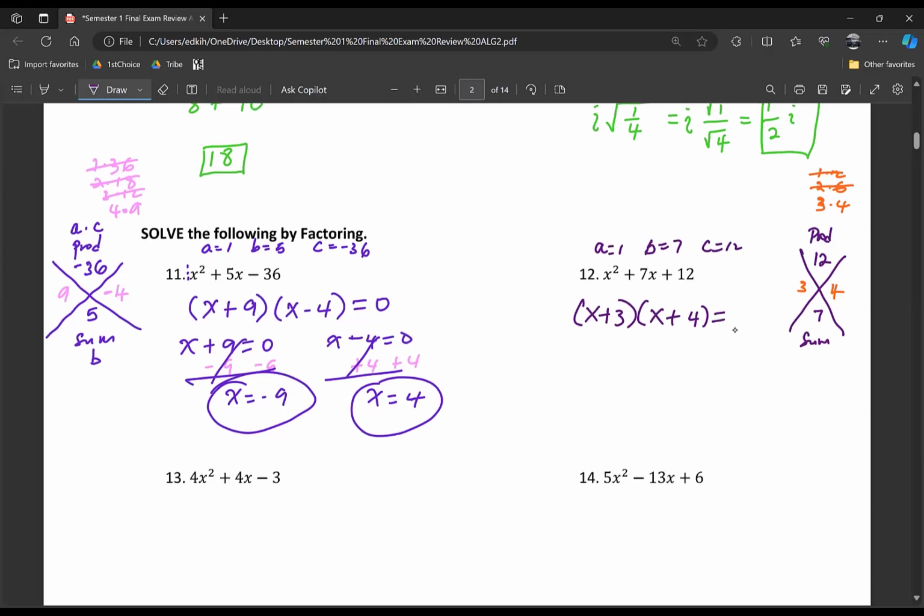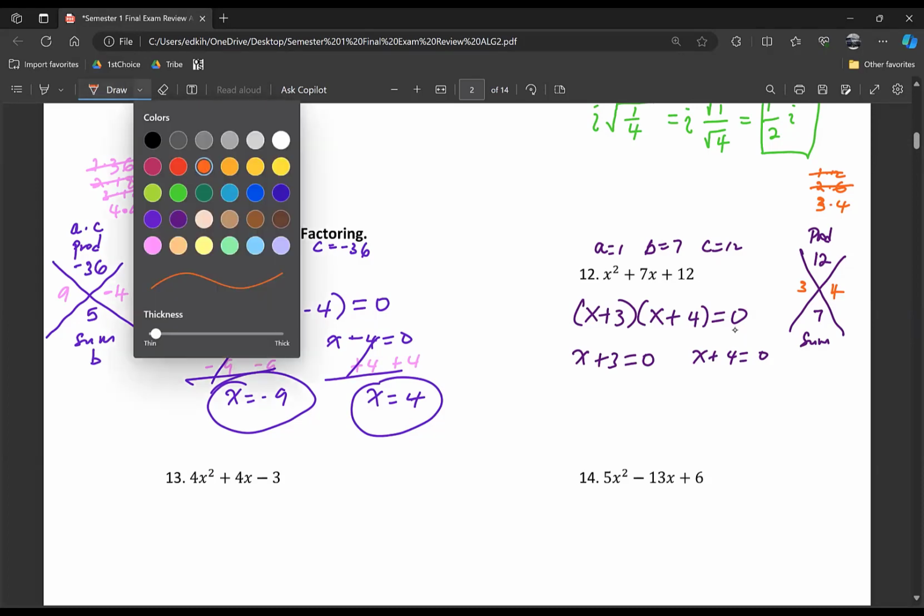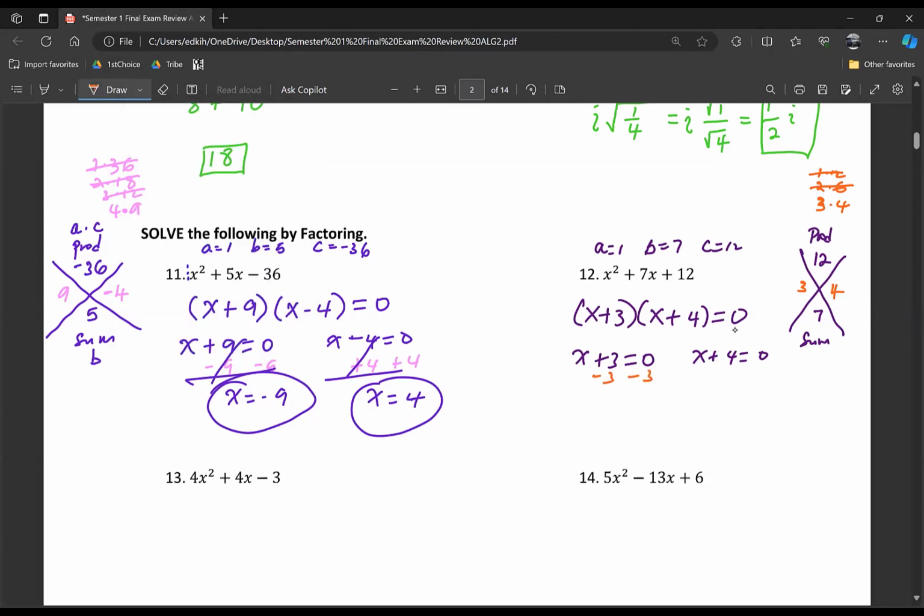So remember, you just set each of your factors equal to 0. X plus 3 equals 0. X plus 4 equals 0. And you're going to do the math for this. So subtract 3 from both sides. Subtract 4 from both sides. So now your final answer will be x equals negative 3 and x equals negative 4. Those are your answers right there.